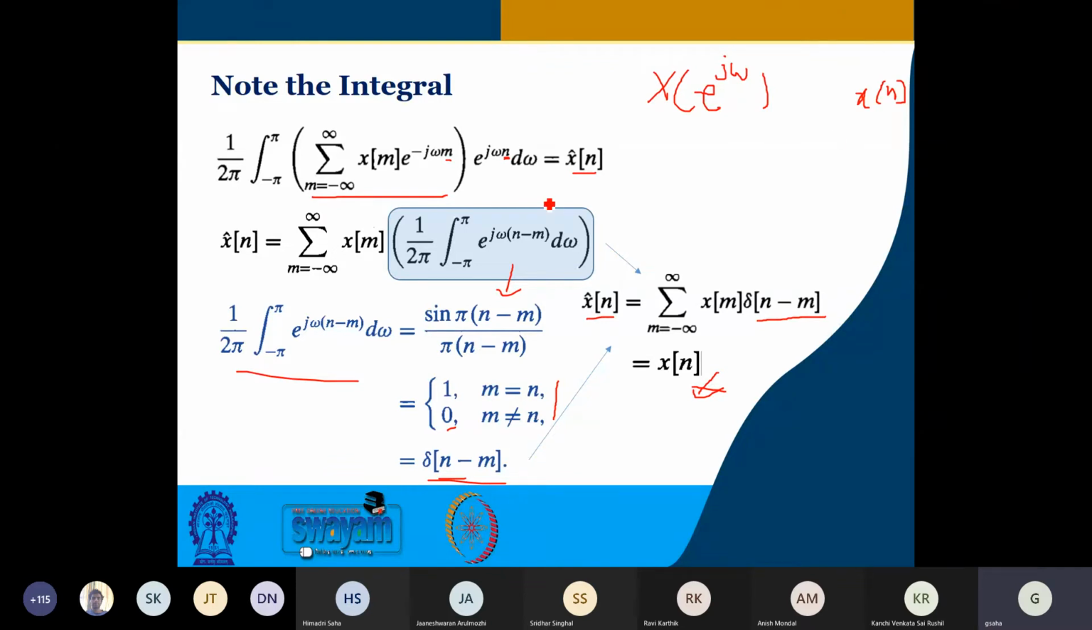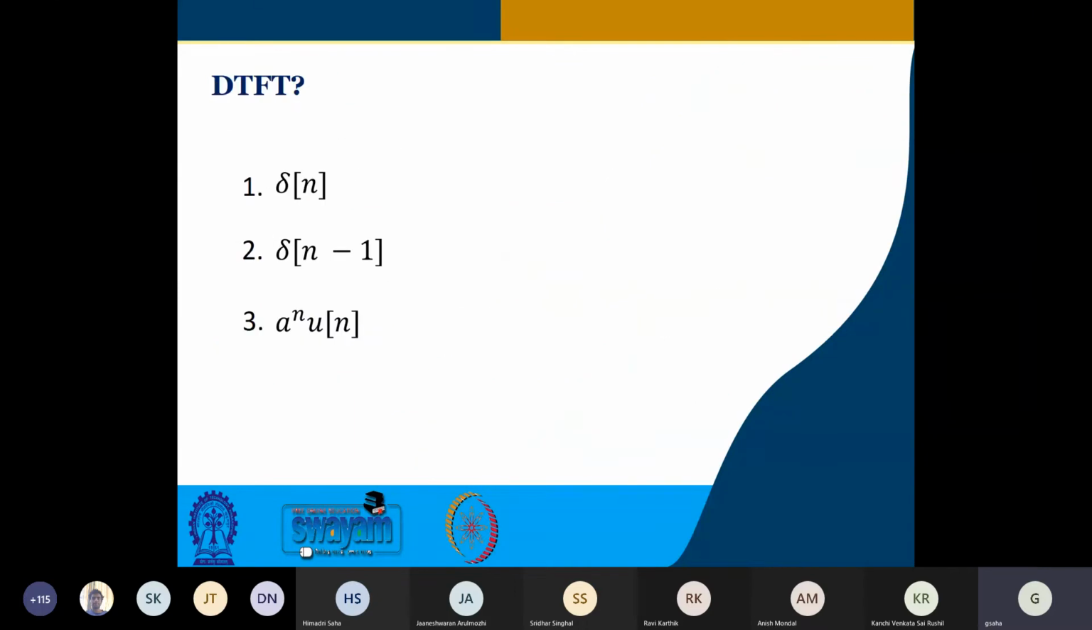If it is a system level understanding, H(e to the power j omega) describes a system's frequency response, and the corresponding h[n] is related in exactly the same manner. That is what you had seen in the previous equation. So this is the correspondence between h[n] and H(e to the power j omega). Okay.